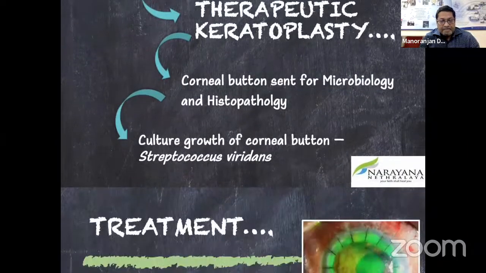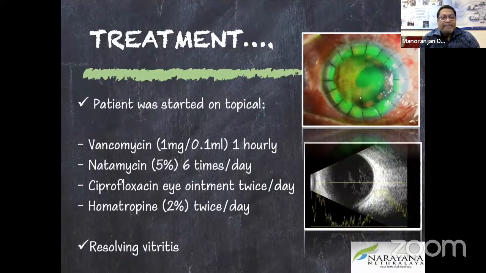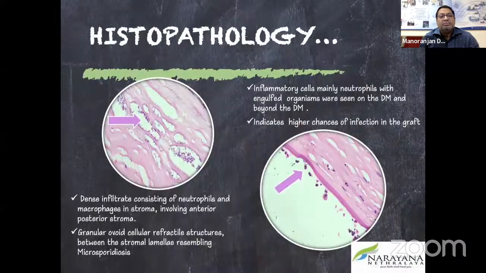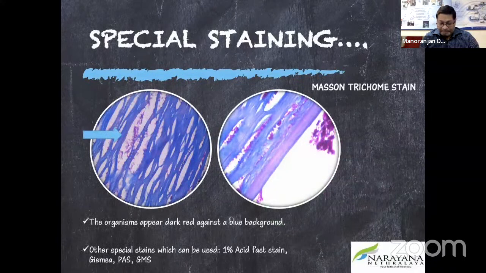We started our patient on topical vancomycin 1 hourly, natamycin 6 times a day, ciprofloxacin eye ointment and homatropine eye drops. There was a resolving vitritis that was noted. On histopathological examination by our ocular pathologist, granular ovoid cellular refractile structures were seen between the stromal lamellae suggestive of microsporidial spores. The suspicion of microsporidiosis was confirmed with special staining by Masson trichrome stain. The organisms could be seen as dark red against blue background.